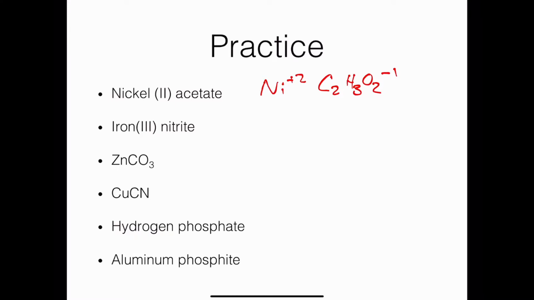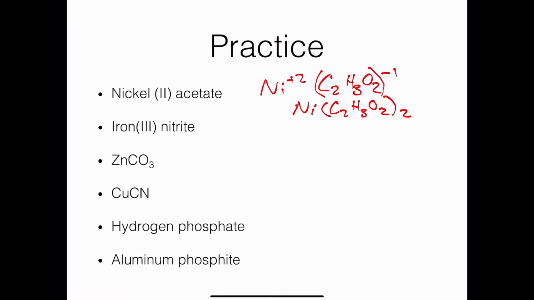Now, this one is no different than the others. You're going to put parentheses around the base of the polyatomic, and then you're going to crisscross. So this becomes Ni, an implied 1 that I don't have to put there, parentheses, C2H3O2, close parentheses with a 2 on the outside.